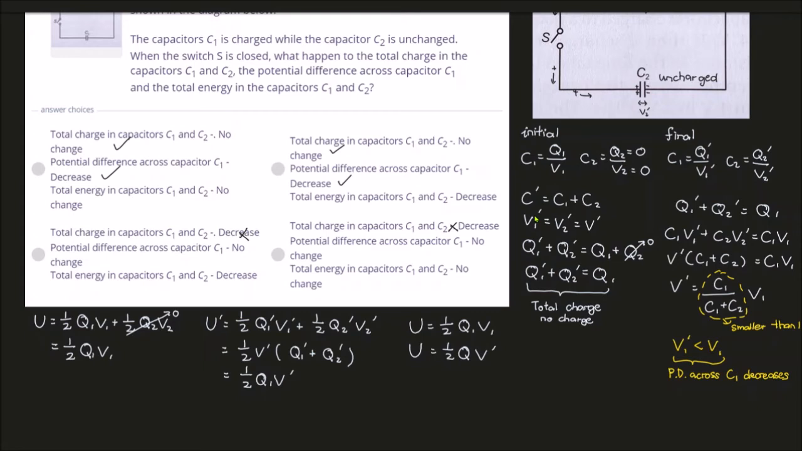And since we know from here that V prime is smaller than V1, let's bring this over. Because we know this and we know that, we can arrive at the conclusion that U will be greater than U prime, which essentially means the total energy actually decreases.